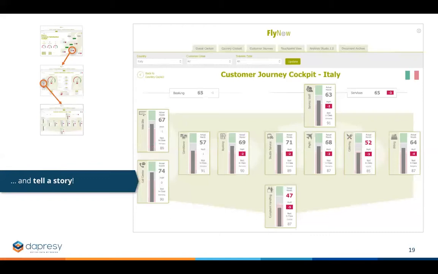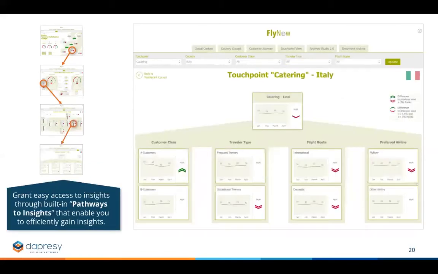So now it's possible to drill even further. We can click into catering just to see more details about catering. And in this case, we see the split by the respective customer classes. So customer class A and B, traveler type like frequent or occasional travelers, then international or domestic flights, and last but not least, is FlyNow my preferred airline, or is there any other competitor that is my preferred airline?